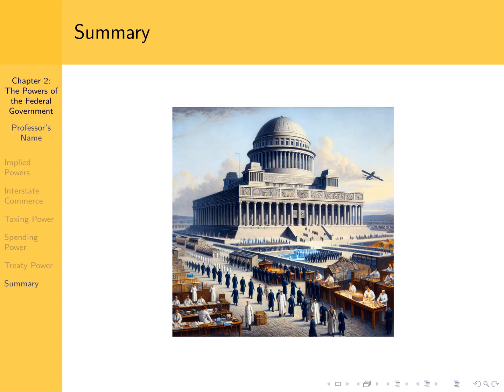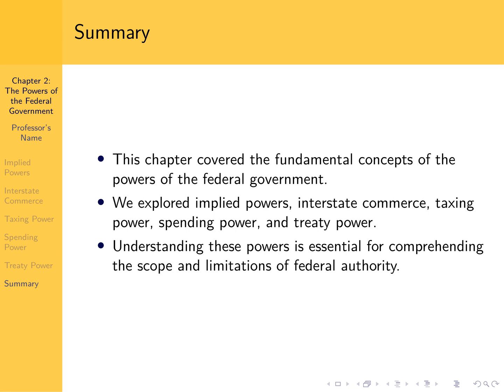All right, class. In this chapter, we covered the powers of the federal government. We discussed implied powers, interstate commerce, taxing power, spending power, and treaty power, all of which are essential for understanding the scope of federal authority. We delved into these powers, and understanding them is crucial for grasping the scope and limitations of federal authority.